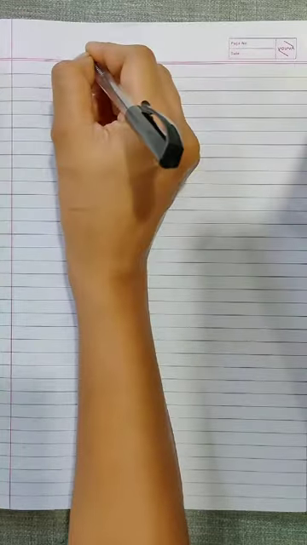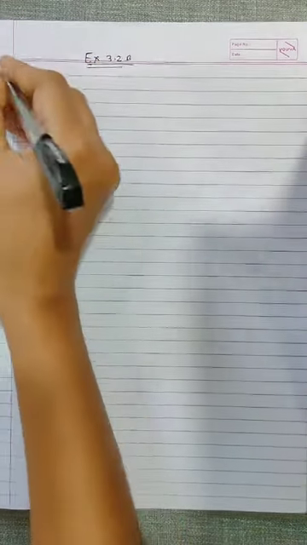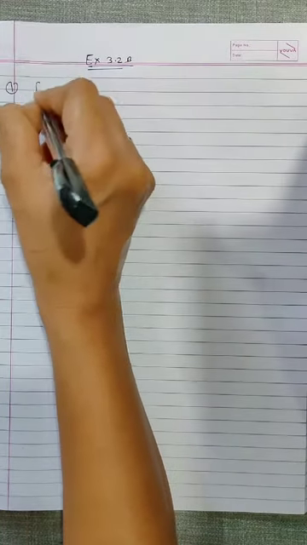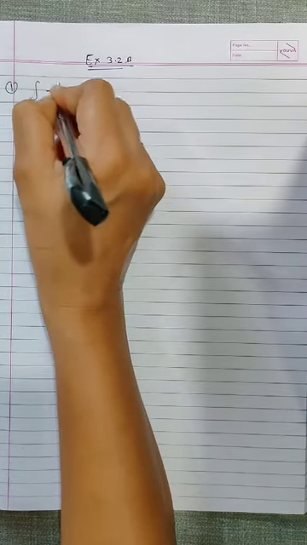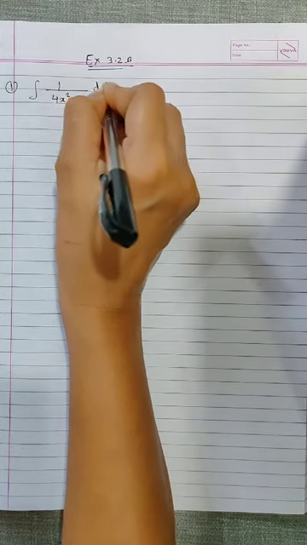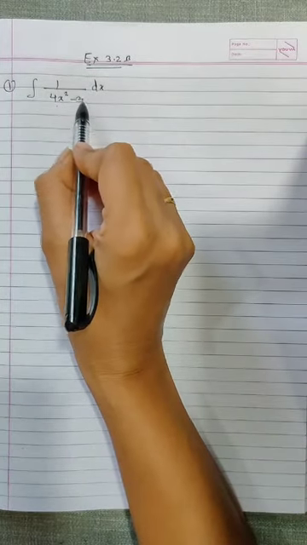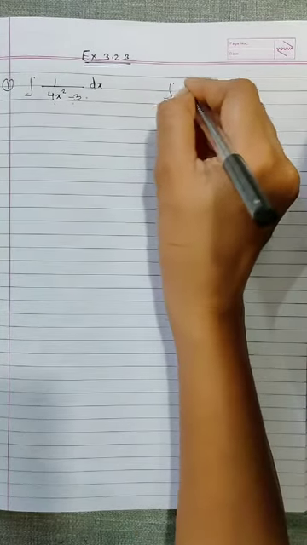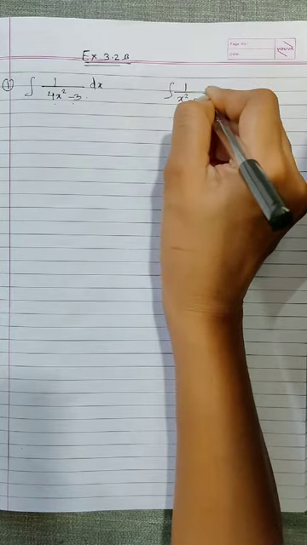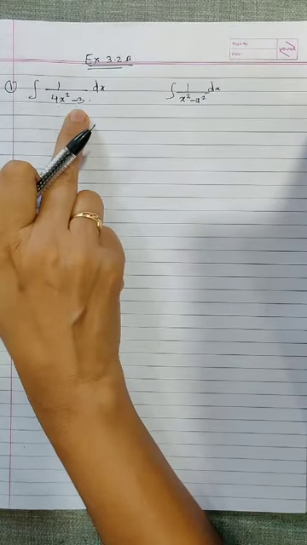Okay, so exercise 3.2b. First question, integrate the following. It is 1 upon 4x square minus 3 dx. Now students, you have to solve this example based on this formula, so we have to compare this with this formula. Now it is 4x square minus 3 dx. It is of the type integration 1 upon x square minus a square dx, because first term is x, which is variable, second term is constant, which is 3.